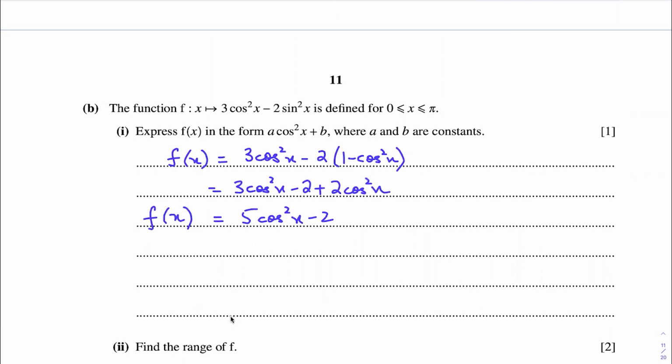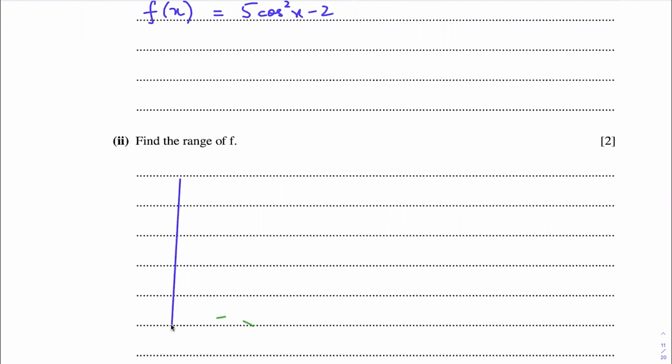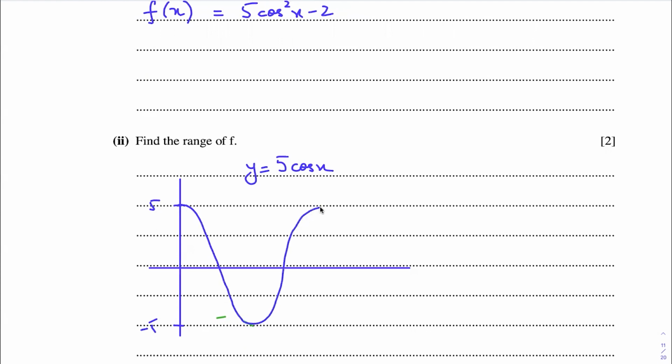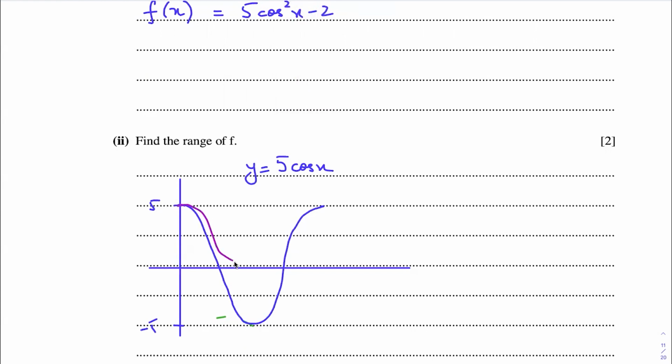Now in part 2, we have to find the range of f. To find the range of f, it is better to use a graph, as it easily tells us the maximum and minimum value. Now if you draw a graph of y is equal to 5 cos of x, let's say this is 5 and this is minus 5, a graph would be drawn like this. Now, because of the squared sign, the negative values become positive and the graph is drawn like this. So if it was just a graph of y is equal to 5 cos squared of x, our maximum value would be 5 and our minimum value would be 0.